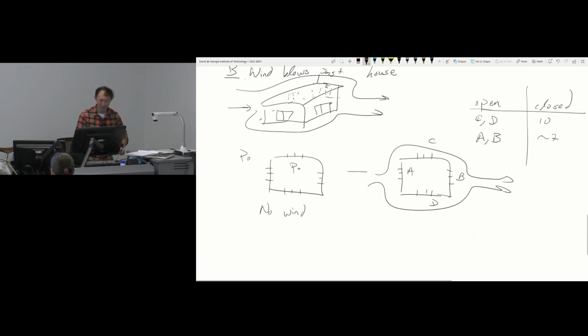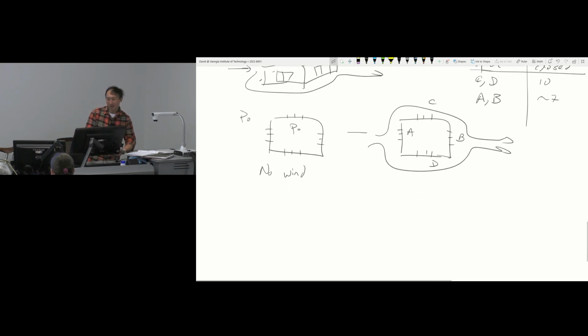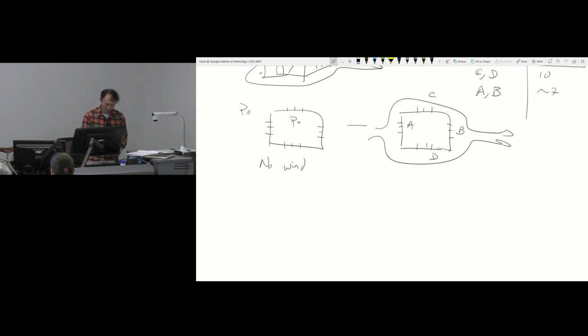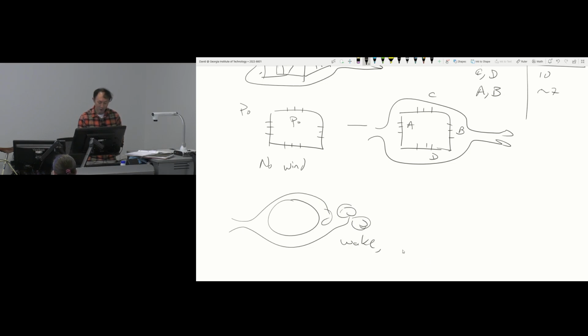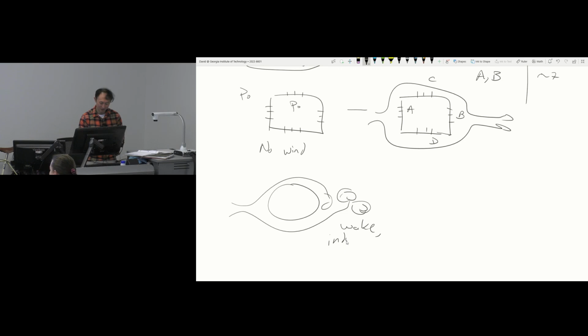Okay, so let me tell you something about when there's no viscosity. For example, you've all seen these images of flow past a sphere. In reality, flow past a sphere, like when you throw a baseball, has this thing called a turbulent wake. But this is all induced by viscosity.